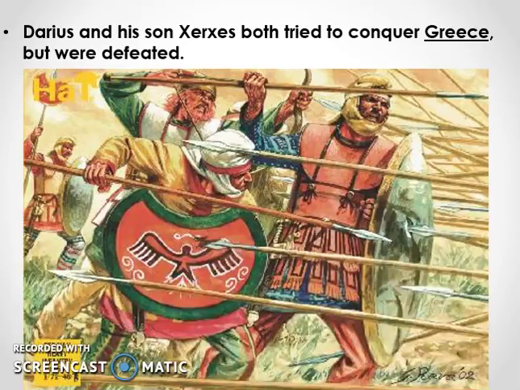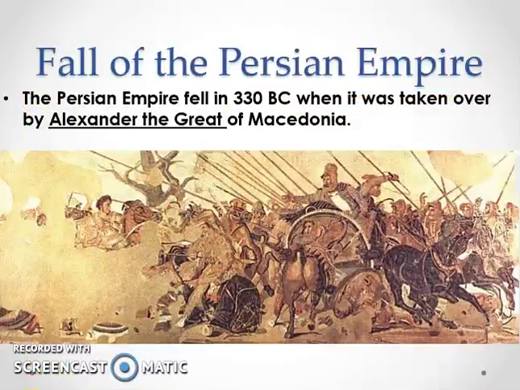Darius and his son Xerxes, who's going to take over after Darius, both try to conquer Greece, but that's actually going to be both of their downfalls and will eventually lead to the downfall of the Persian Empire as well. We'll cover more about those wars in our next unit when we talk about Greece. So the Persian Empire did fall in 330 BC or BCE when it was taken over by Alexander the Great of Macedonia. And Macedonia is located to the north of the Persian Empire. And again, we will cover this in greater detail as we move forward as well.